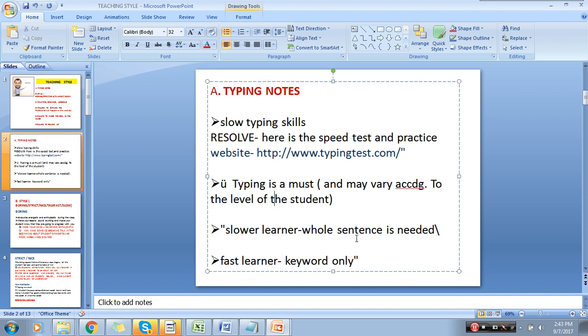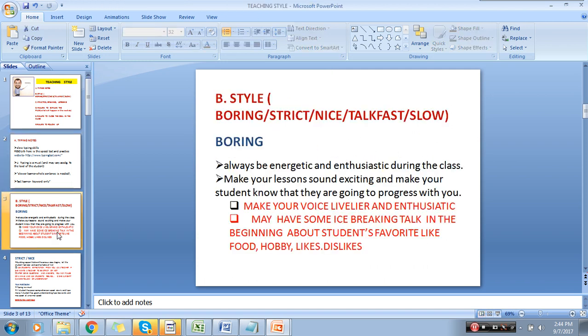So next is for slow learner students, okay, you need to type the whole sentence as possible. Okay, and for fast learner, well, sometimes keywords or even phrases are just enough. Okay, so that is for the typing notes. Next is your style. Okay, is your class boring? So if it is boring, what will you do?